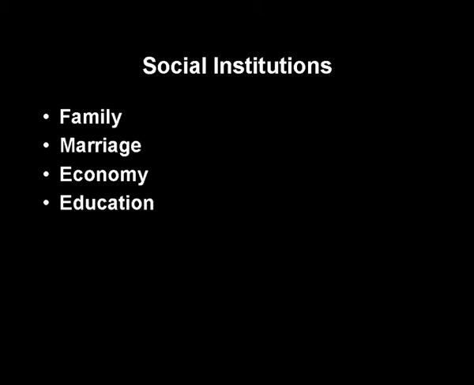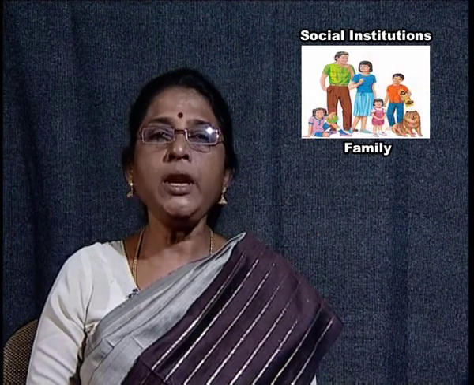In sociology, social life is viewed in terms of major areas of societal functioning. They are family, marriage, economy, education, religion and political systems. Each institution is built around a standardized solution to the primary area of human behavior. Now, I will explain how family acts as a social institution.